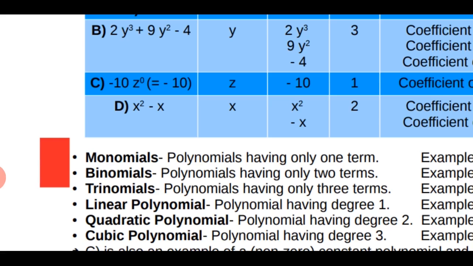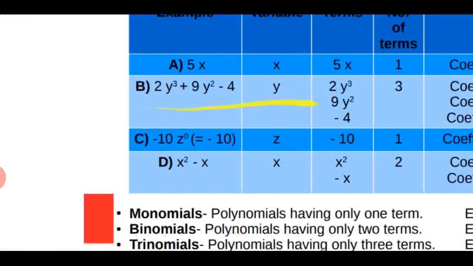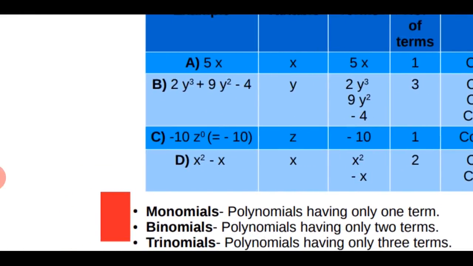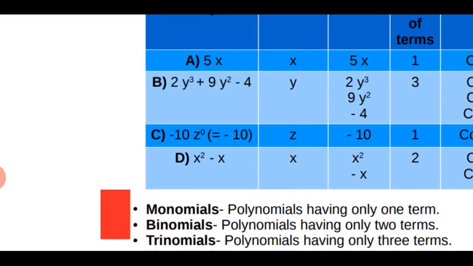Similarly, if you see the degree 3, the degree 3 is of the second example, and you see this, its degree is 3. So we call part B a cubic polynomial, while on the basis of term we can name it a trinomial.